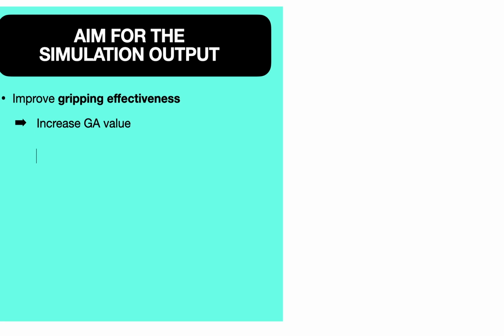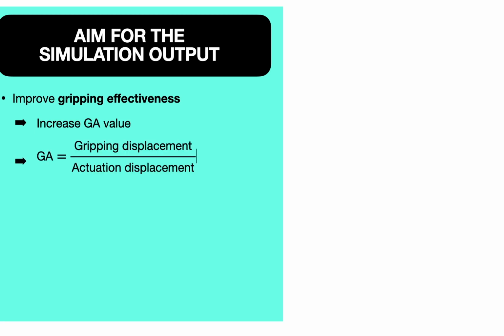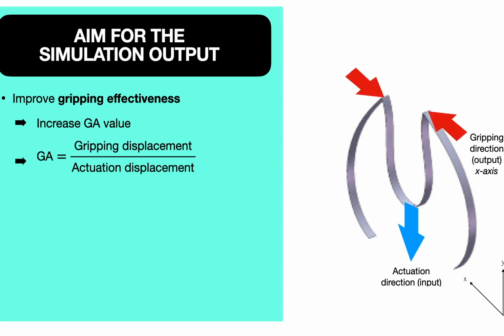The GA value is computed by dividing the gripping displacement by the actuation displacement. Based on the loading configuration provided to you earlier, the gripping displacement is the direction of the gripping as indicated by the blinking red arrow in the figure on the right side of the screen. Therefore, our aim for this criterion is to maximize the x direction of the displacement.